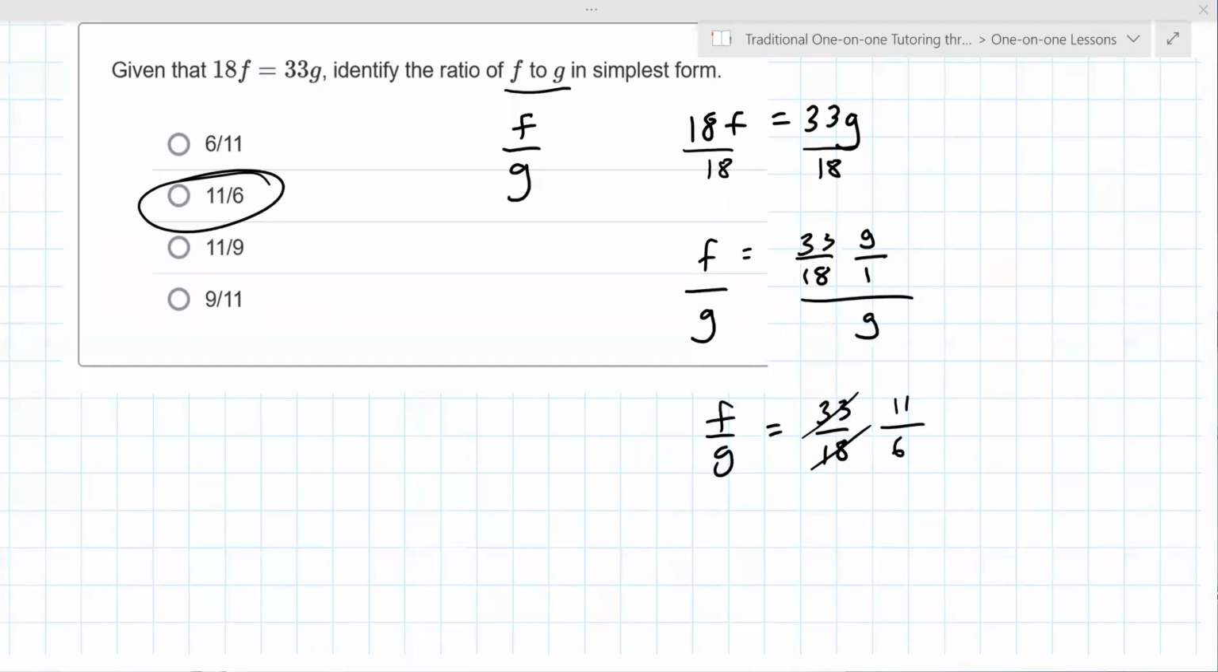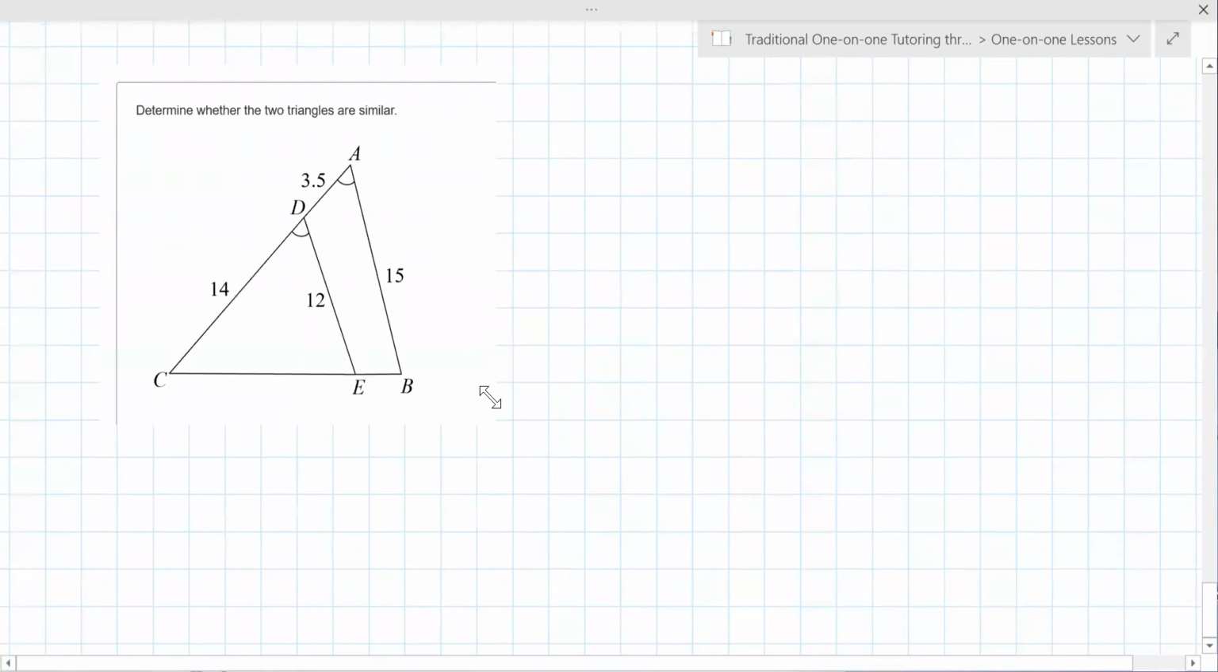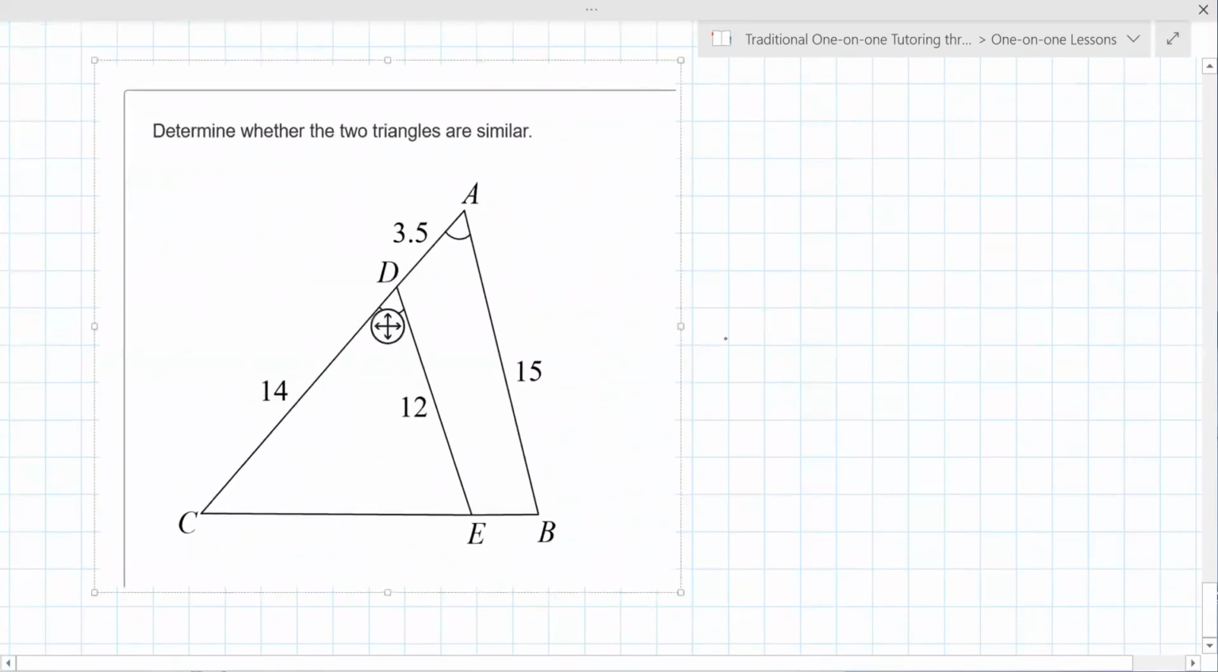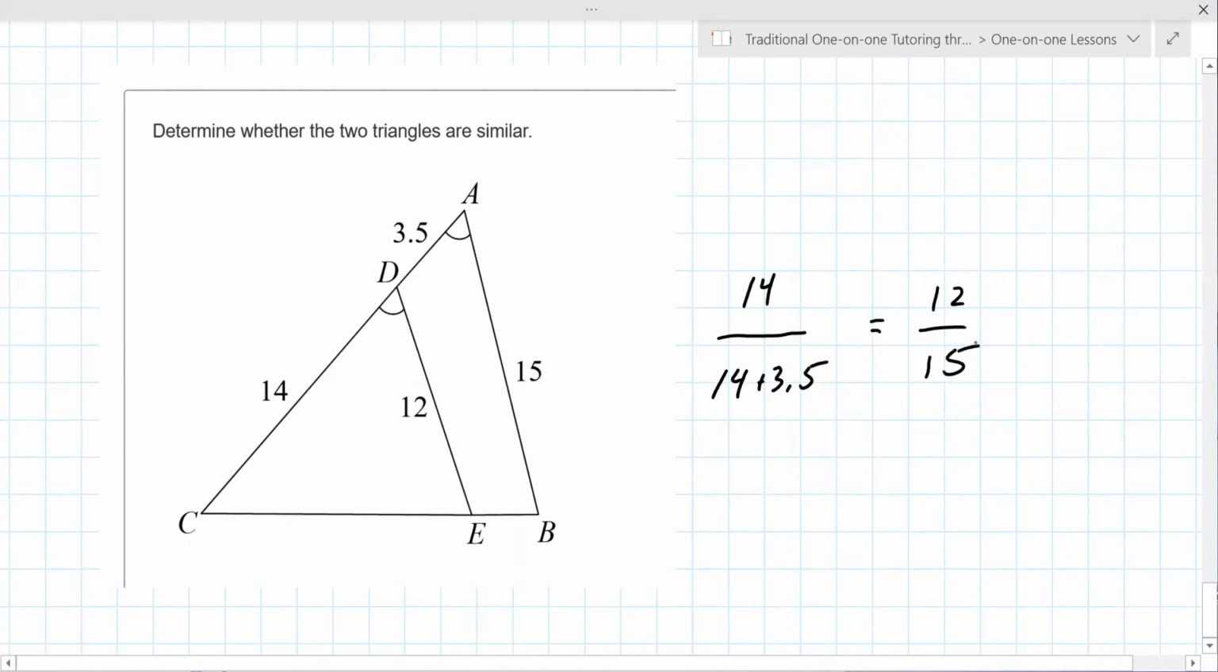Okay, so we're going to look at the next question here. We have to determine whether the triangles are similar. So we're going to set up a proportion again. We've been doing a lot of this. It's the smaller one, 14, over the larger one, 14 plus 3.5, equals the smaller one, 12, over 15. You have to figure out, is this true or not? And I'll wait for you to tell me that.